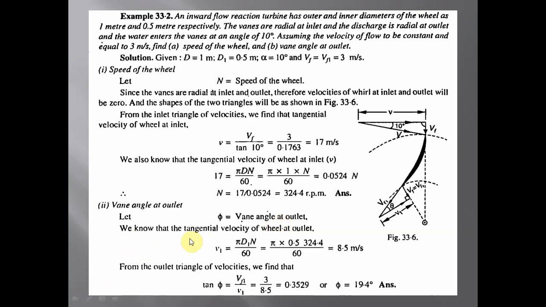Then the vane angle at outlet, let it be phi. We also know the tangential velocity of the wheel at outlet, V1, is pi D1 N divided by 60, that is pi into 0.5 into 324.4 divided by 60, that is 8.5 meters per second. From the outlet velocity triangle, tan phi equals Vf1 divided by V1, that is 3 divided by 8.5, that is 0.3529, or phi equals 19.4 degrees. So N is 324.4 rpm and phi is 19.4 degrees.